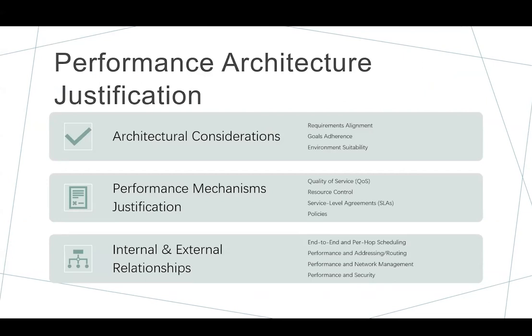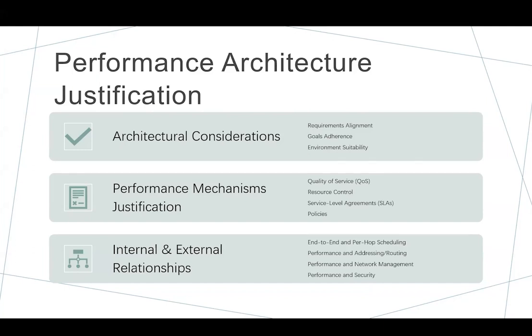Let's look at the performance architecture justification. Starting with architectural considerations, we ensure our design is in requirements alignment and adheres to our goals. Importantly, it supports the right environment. For performance mechanisms, we highlight quality of service, resource control, and the trustworthiness of our service level agreements.